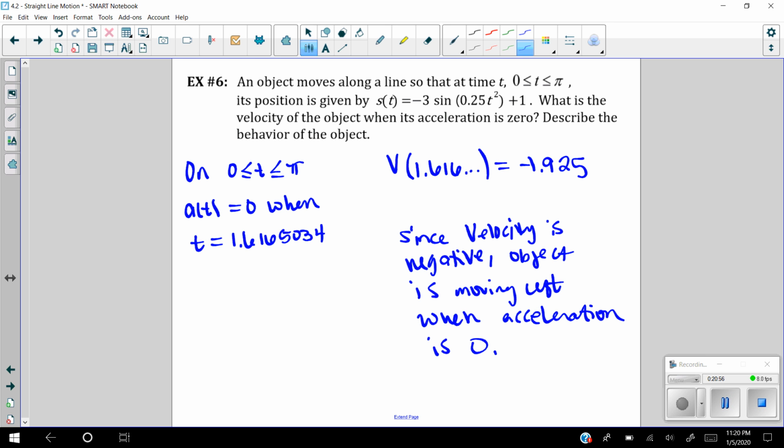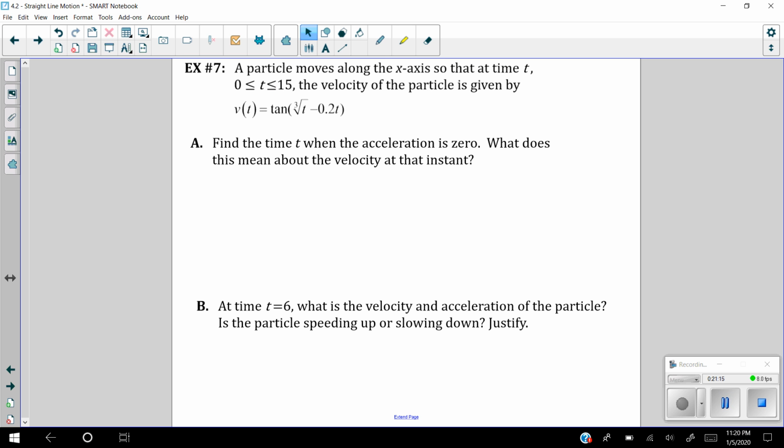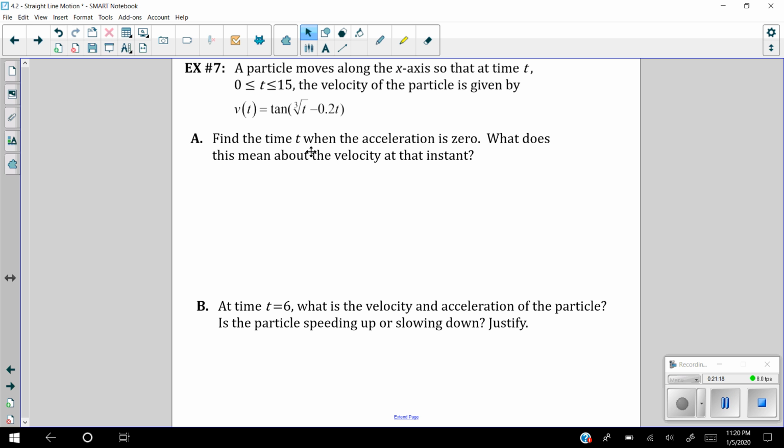And last problem, number 7. Says a particle moves along the x-axis so that at a time t between 0 and 15, the velocity of the particle is given by v equals the tangent of the cubic root of t minus 0.2t. Find the time t when the acceleration is 0. So we're going to do that the same way we just did. What does this mean about the velocity?